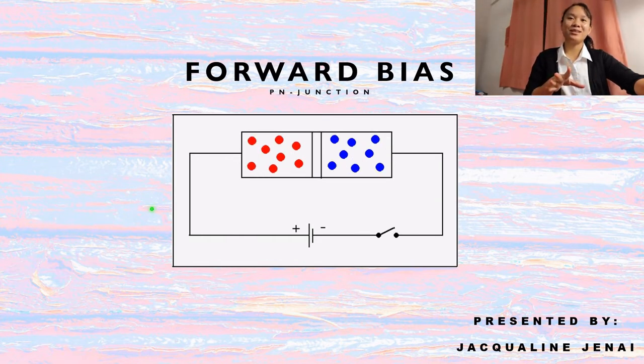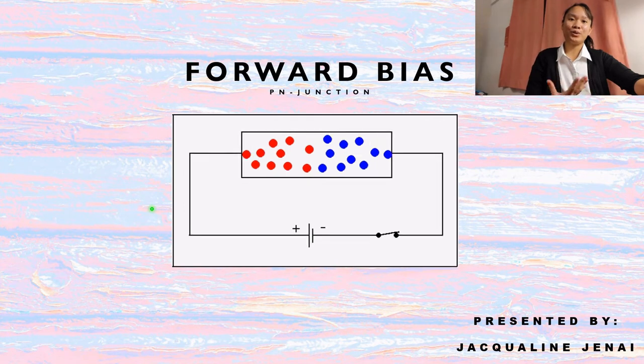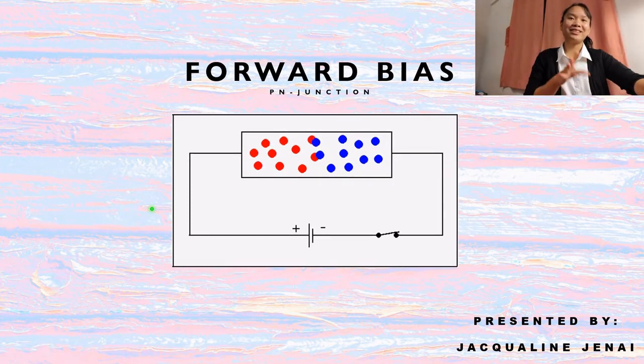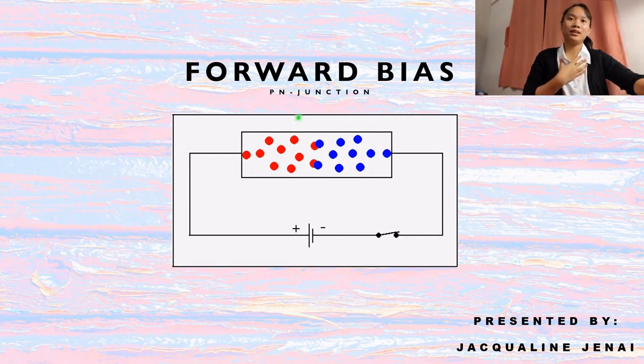Unluckily, we cannot present this presentation face to face, but we do it virtually. Okay, by the way, just enjoy it. Okay, our team chose PN junction, so my part is for forward bias.